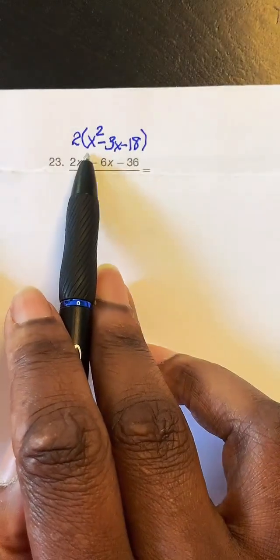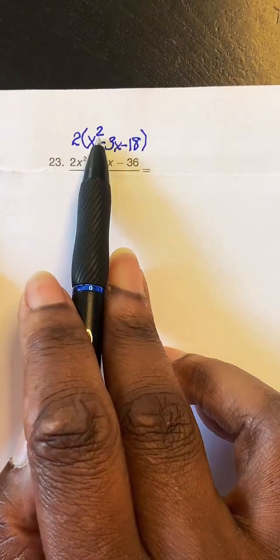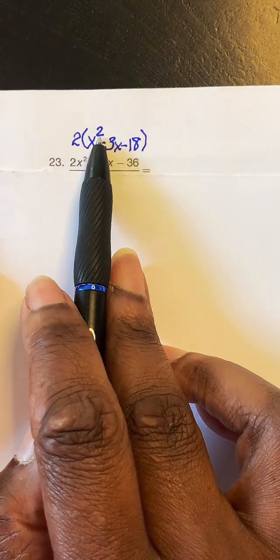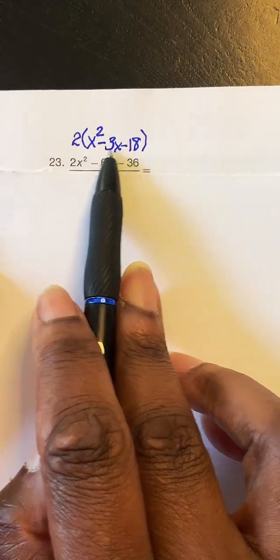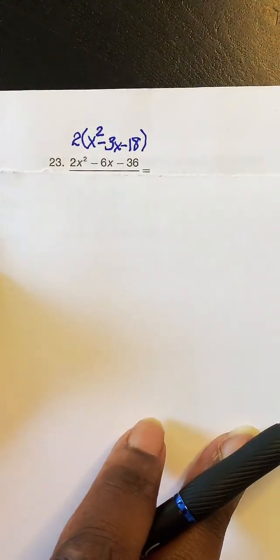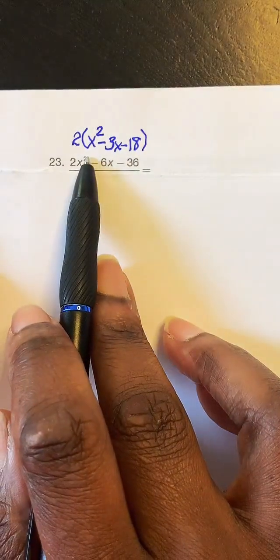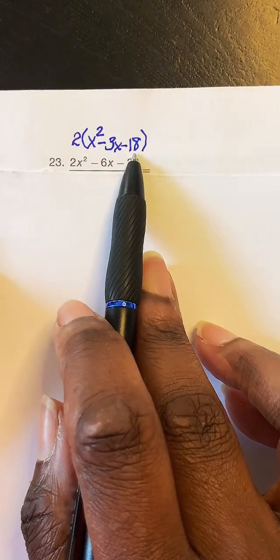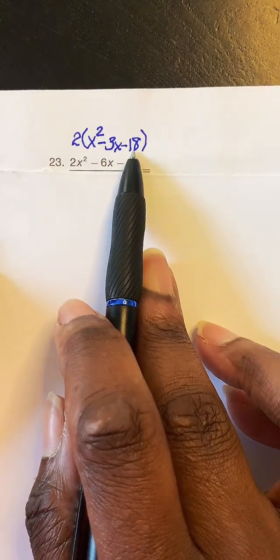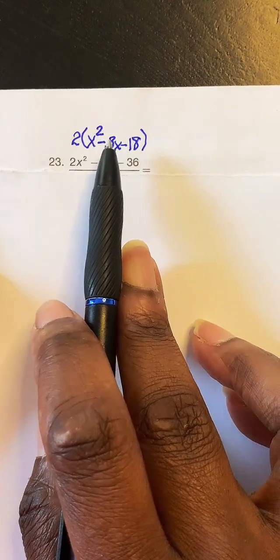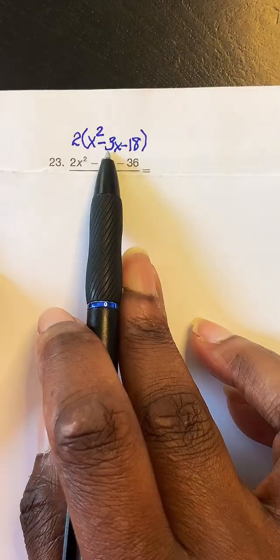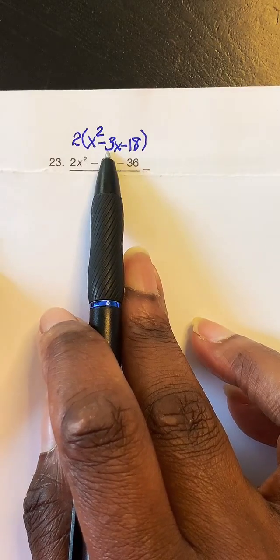So inside this parenthesis, again, I still have a high exponent of 2. So I'm going to see if I can break this down. This is when it gets crucial. So I need to figure out what two numbers multiplied together will give me a negative 18, and those same two numbers added together to give me a negative 3.